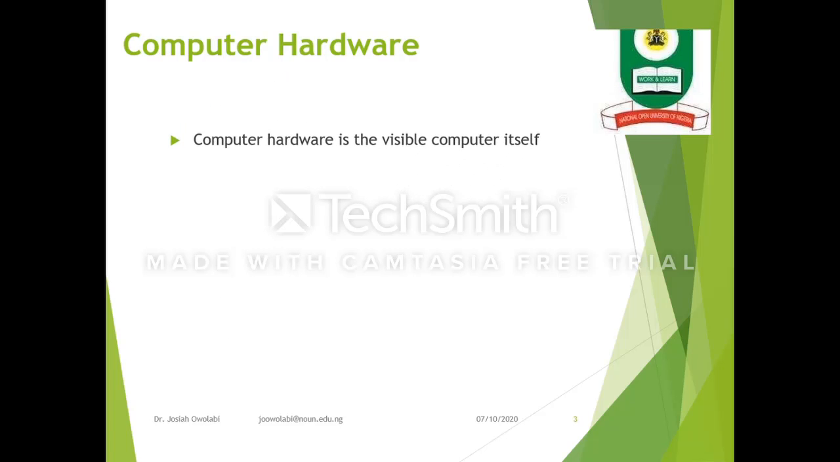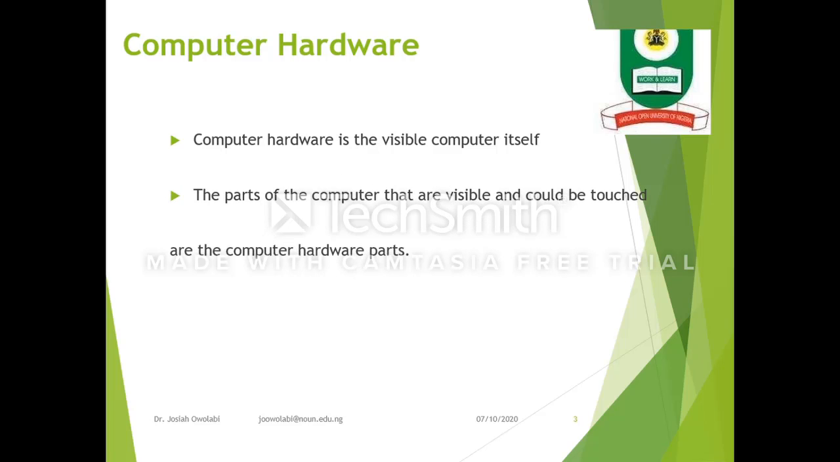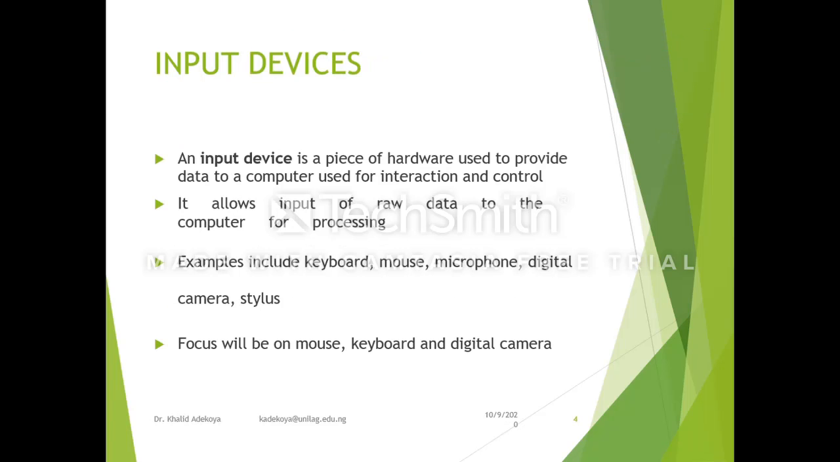Computer hardware is simply what you see and you call computer. That is the hardware, the visible part of the computer itself. The part that you can see, you can touch, you can feel. Those are the computer hardware parts. There are different components that make up the computer hardware. You have the input devices, you have the output devices, you have the memory, you have the control unit, you have the arithmetic and logic units. But for the purpose of this lecture, we are simply going to look at the input devices.